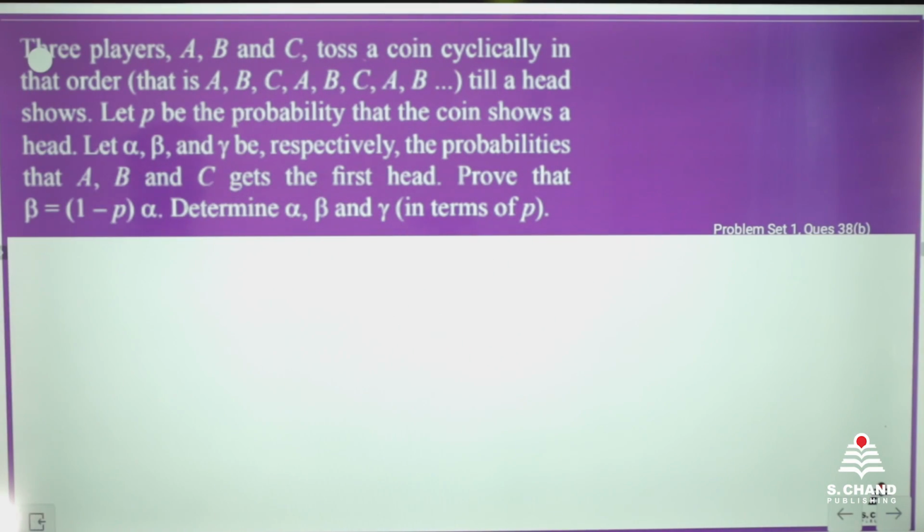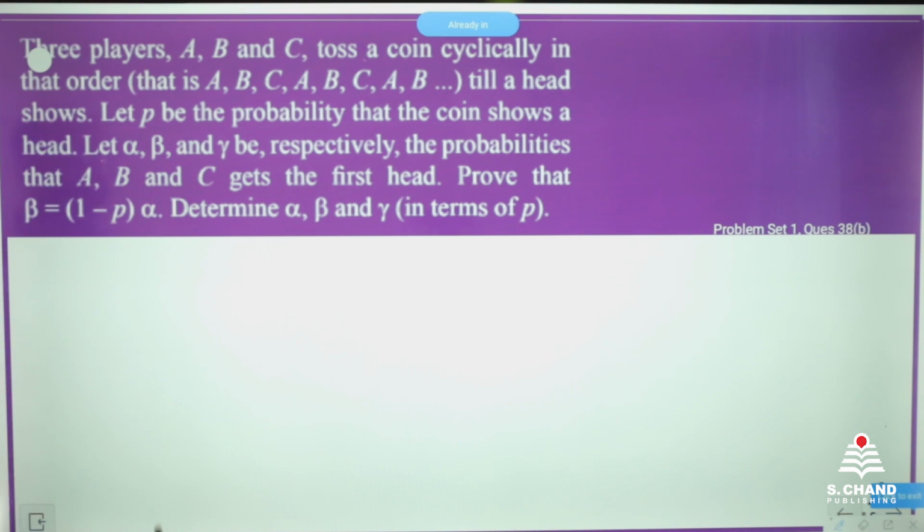Three players A, B and C toss a coin cyclically in that order, that is ABC, ABC, ABC, and so on, till a head shows. Let P be the probability that the coin shows a head. Let alpha, beta and gamma be respectively the probabilities that A, B and C gets the first head. Prove that beta is equal to 1 minus P alpha. Determine alpha, beta and gamma in terms of P.